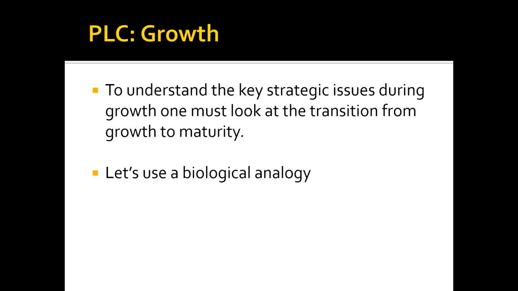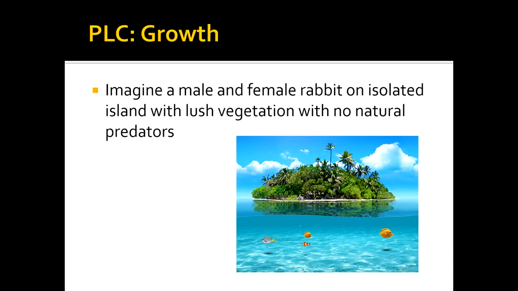So during the growth stage, to understand the key strategic issue, we have to look at what's going to happen when the product life cycle goes from growth, where everybody's experiencing relatively good selling conditions and people are buying, to maturity. So when sales flatten out, what happens? We're going to use a biological analogy.